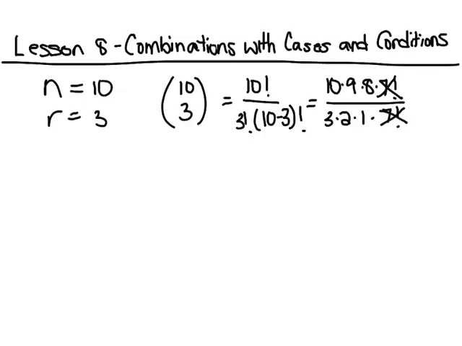9 divided by 3 is 3, and 8 divided by 2 is 4. So we have 10 times 3 times 4. 3 times 4 is 12, times 10 is 120. So there's 120 different options if you want to choose 3 scoops from the 10 possible flavors.